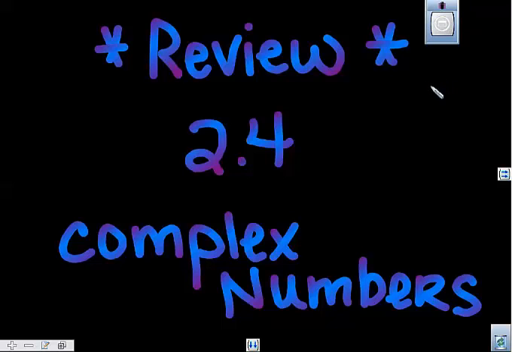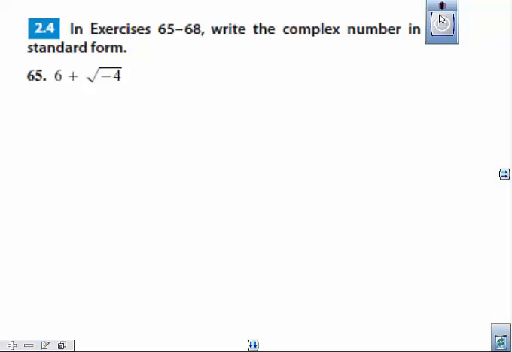All right, this is section 2.4, which is complex numbers of your review. The first one, number 65, is simply asking you to write this in standard form. We said standard form of a complex number is a plus bi. Okay, so we have our a. Now we need to get rid of this square root of a negative.